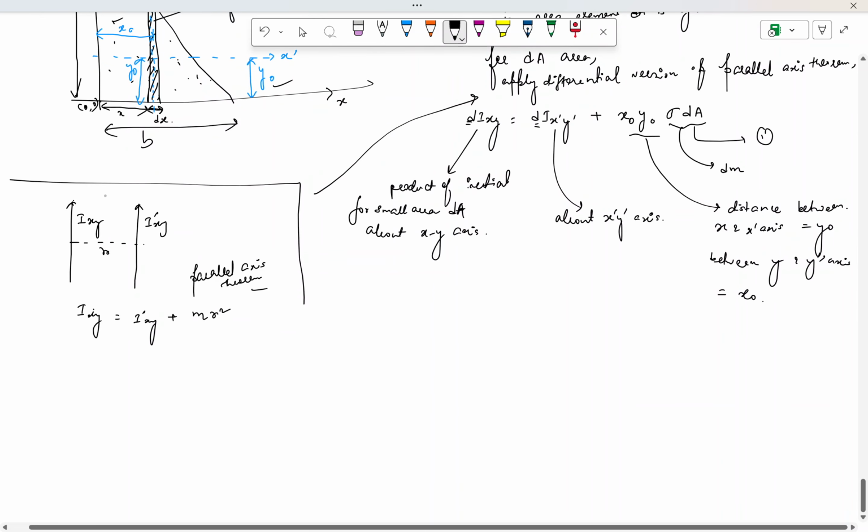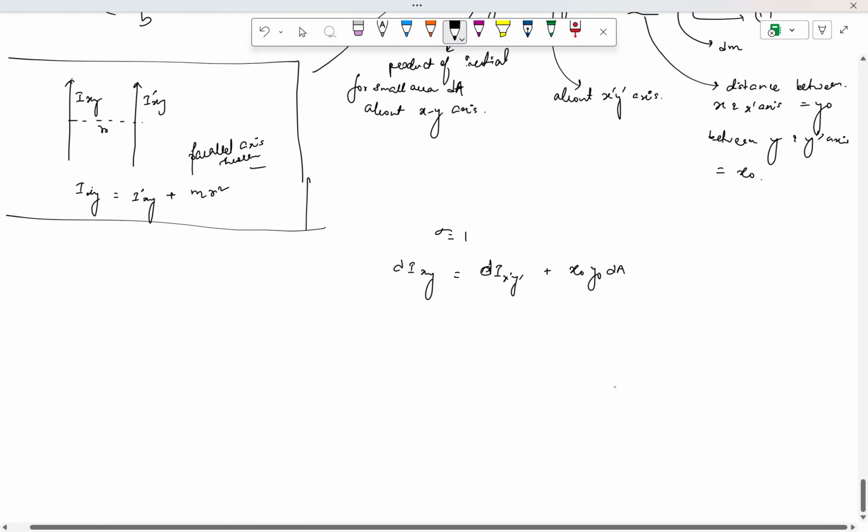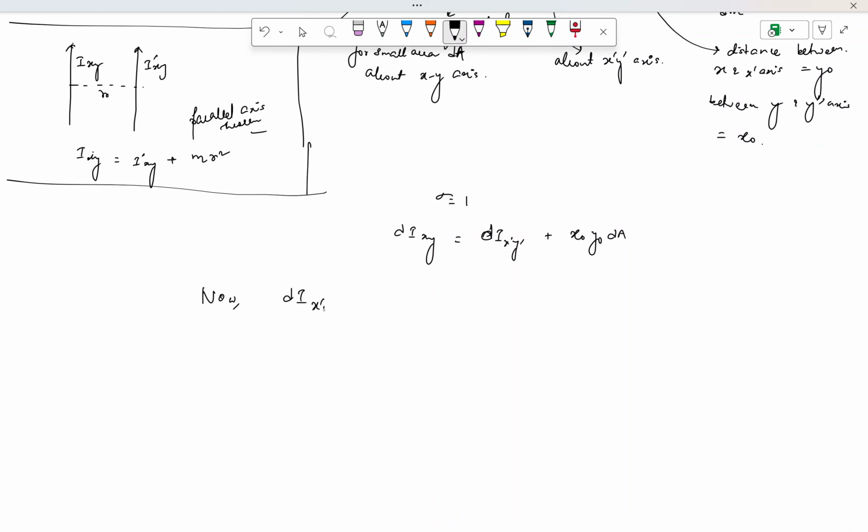So now in this equation number 1, the question suggests that we take sigma equal to 1. In that case, dIxy is just dIx'y' plus x naught y naught dA. Now dIx'y' will be equal to 0.